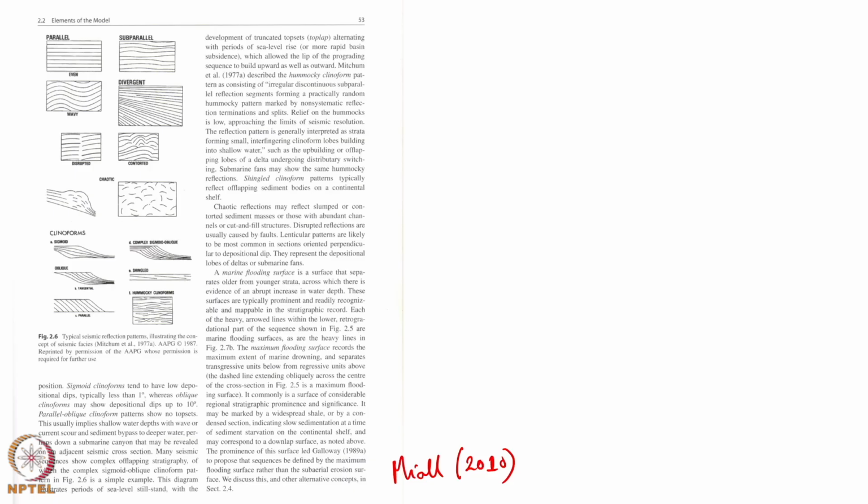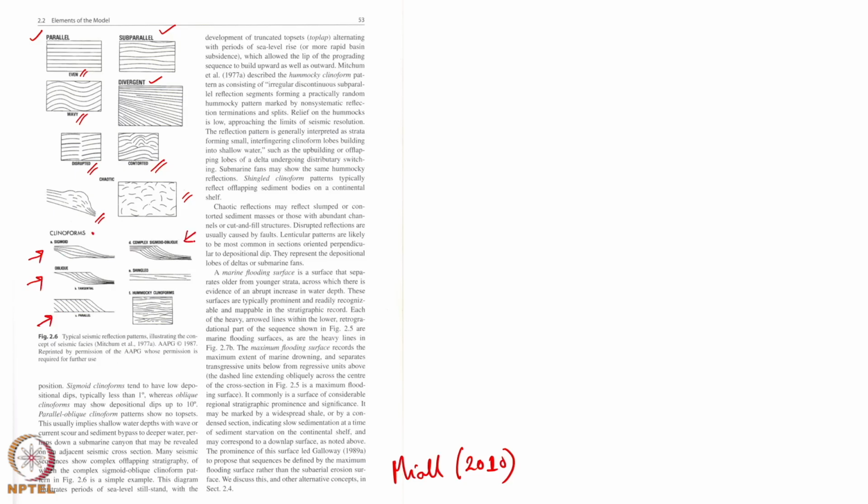Let us look at a few typical seismic reflection patterns: parallel pattern, subparallel pattern, divergent pattern, parallel and wavy, disrupted pattern, contorted pattern. These are the examples of chaotic pattern. In the clinoform, this is the sigmoid variety, this is the oblique variety, and this is the parallel variety.